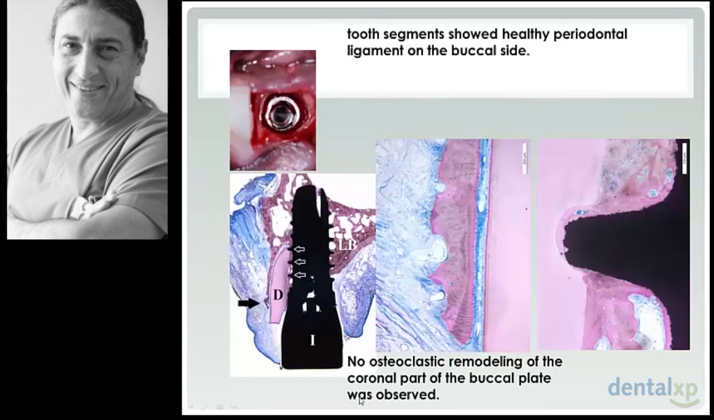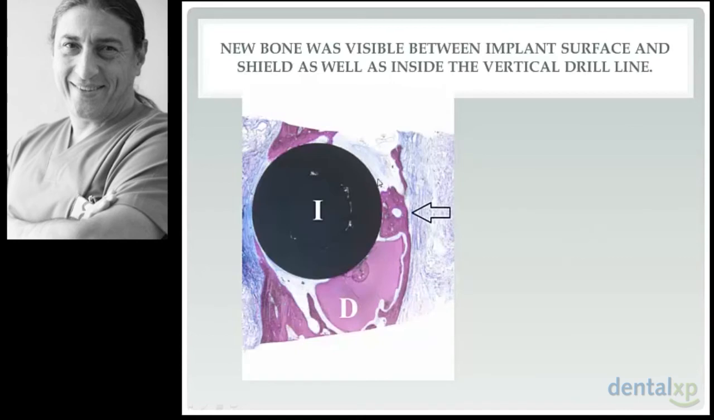And look at this, what we have. Again, there is no osteoclastic remodeling of the coronal part of the buccal plate between the root and the bone here, and on the lingual part there is bone in connection with the root and the implant. And this is the extracted shield, the buccal, and this is the remaining buccal shield, the half. And you can see that there is bone in the gap.